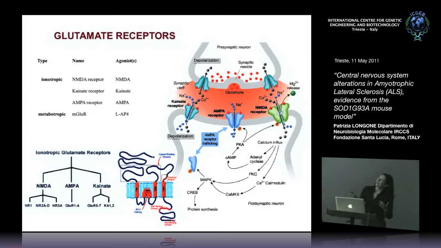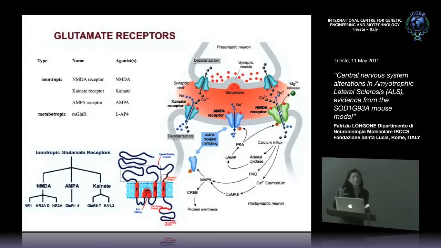Usually the release of glutamate acts on the NMDA receptor, which opens and allows sodium and calcium to enter. This activates intracellular pathways, and then the AMPA receptor is activated and it participates in the long-term process. Therefore, long-term potentiation is started by the NMDA receptor and is maintained by the AMPA receptor.